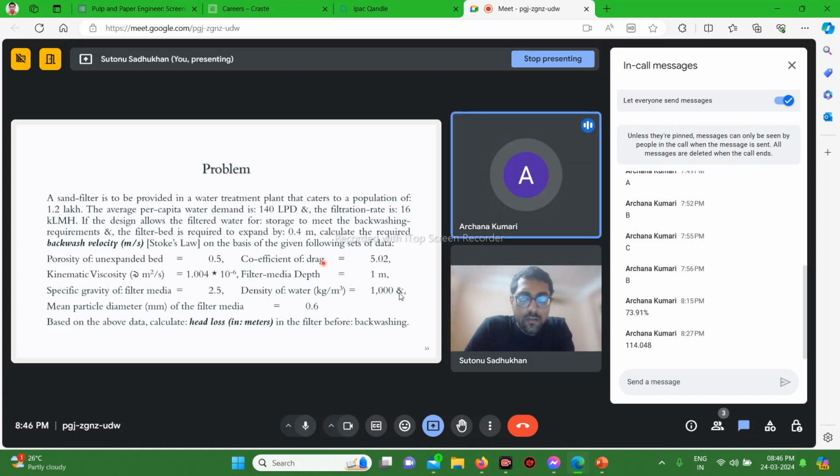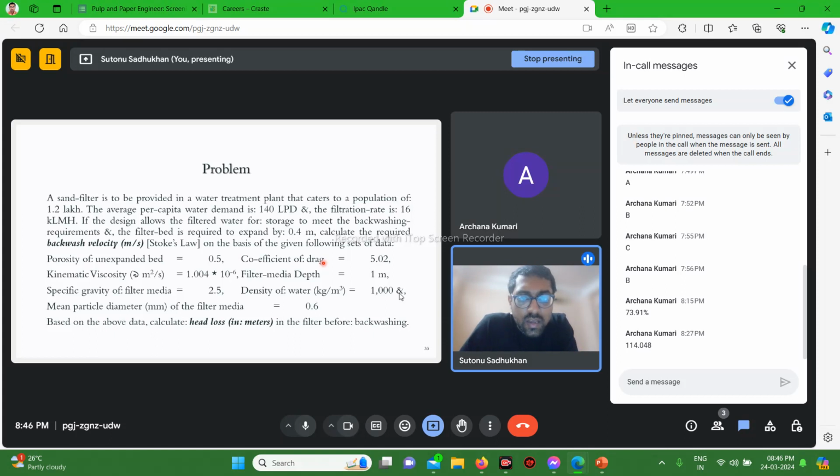So we have to first calculate the settling velocity. Backwash velocity will be less than the particle settling velocity. So whatever formula for particle settling velocity you have, that will be the maximum limit for the backwash velocity. Backwash velocity cannot go beyond that. It will be below that.